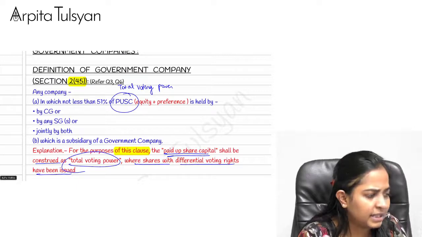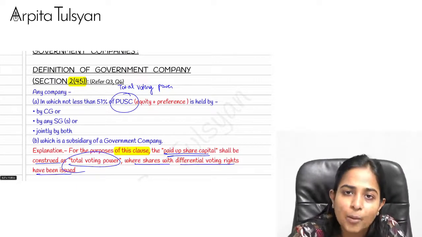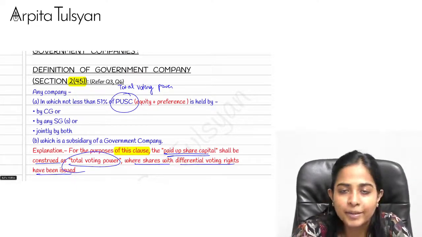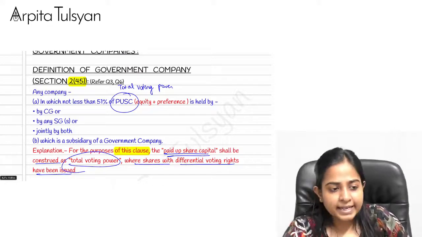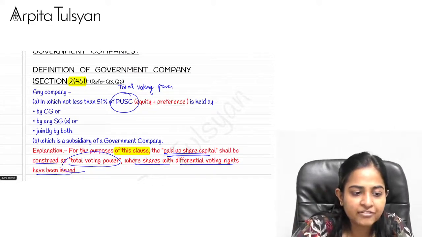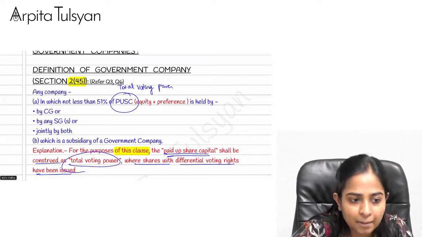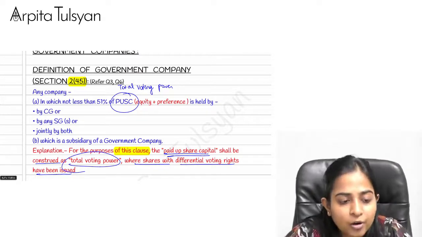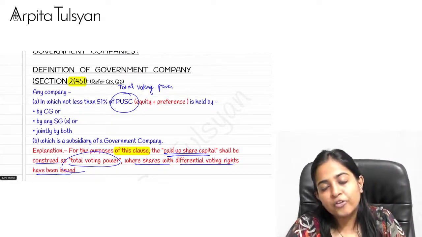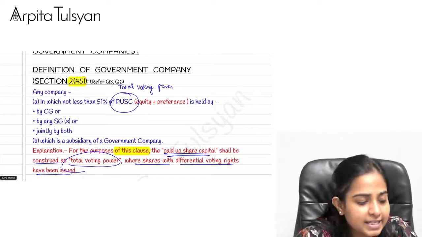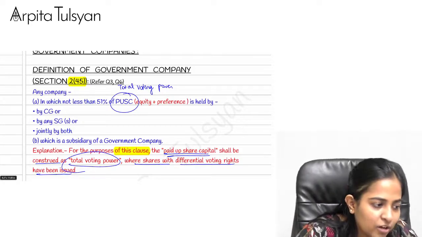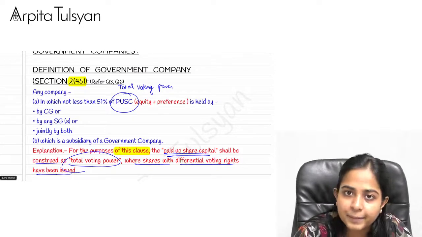Maybe you would have studied this while doing the government company audits, etc. But yes, this is the definition. This is the definition of your government company. I hope you are very clear with this. Yes, this was the basic definition given of a government company, right?